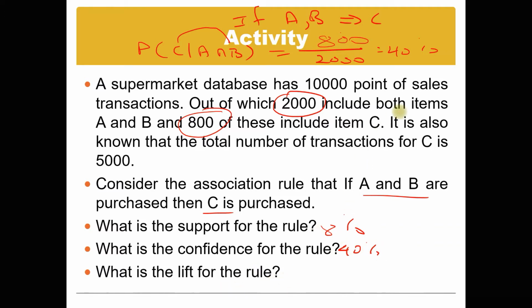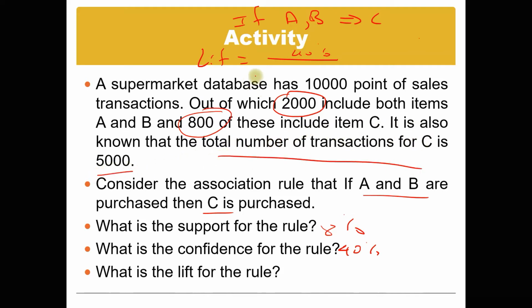What about the lift now? The lift is going to be the confidence that we just determined, the 40%, divided by the probability of the consequent. What is the probability of the consequent? The consequent is C. How many times has item C been bought out of all? The total number of transactions involving C is 5,000 out of 10,000. So 5,000 out of 10,000 is 50%.